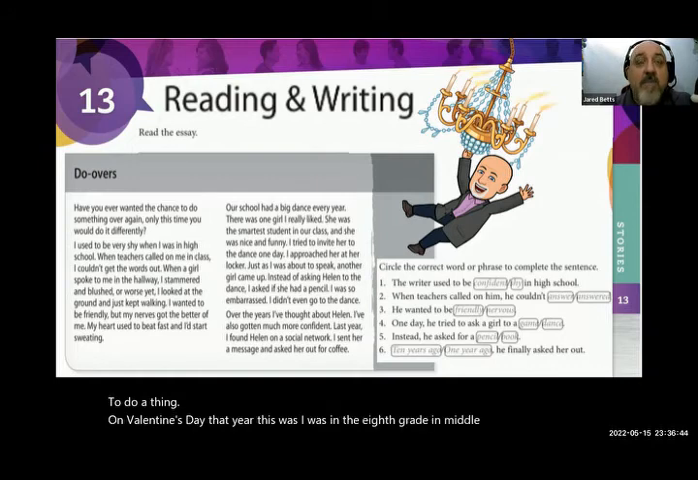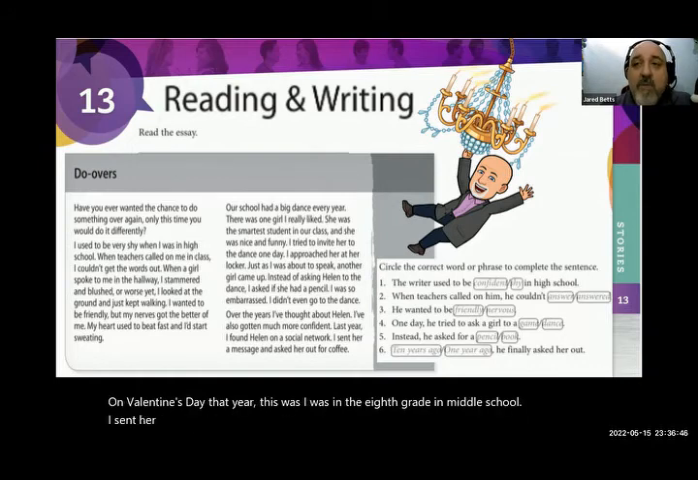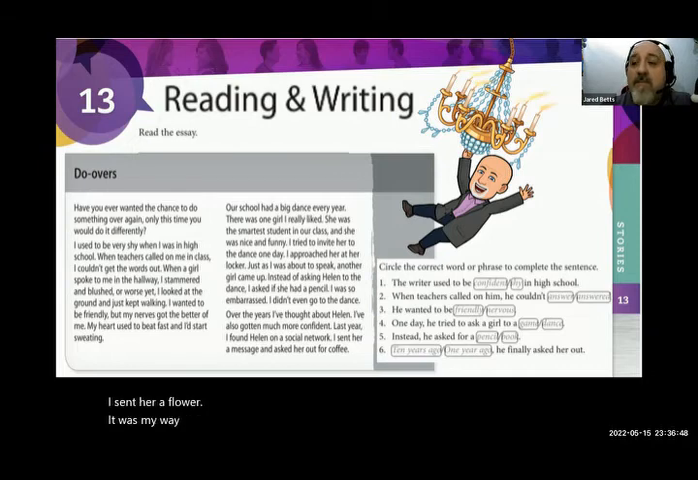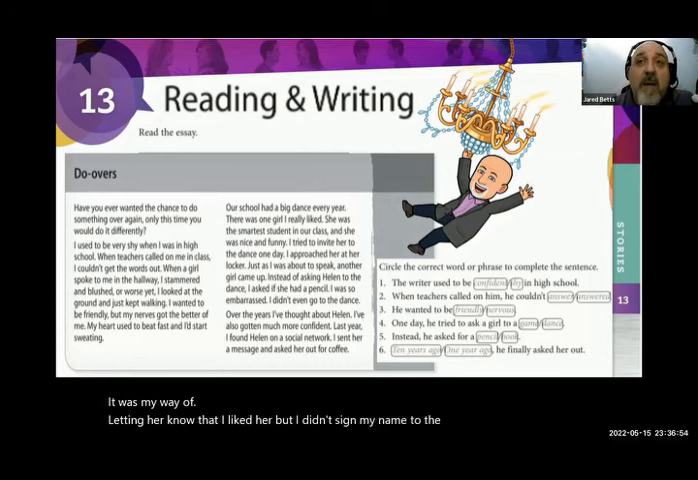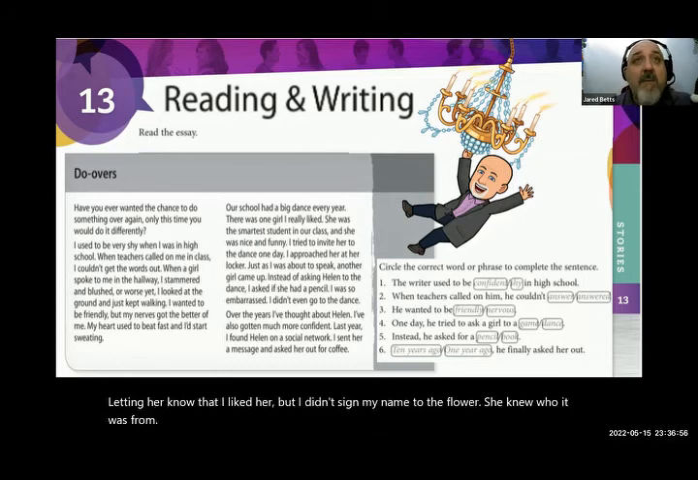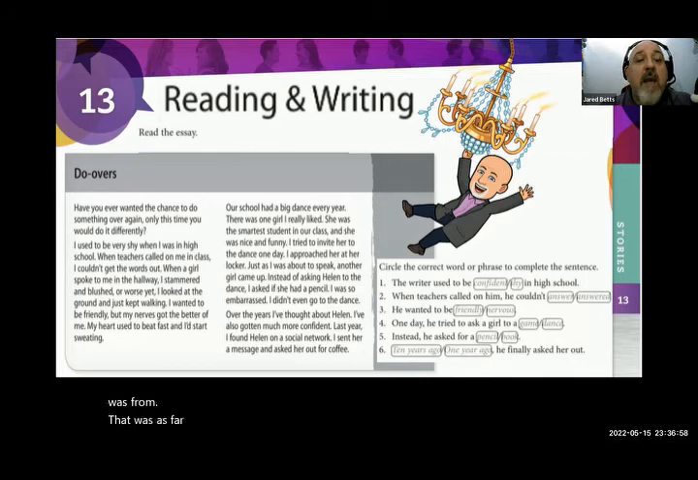I sent her a flower. It was my way of letting her know that I liked her, but I didn't sign my name to the flower. She knew who it was from, but that was as far as it ever went. And I'm not afraid of what happened. I wouldn't go back and change it.